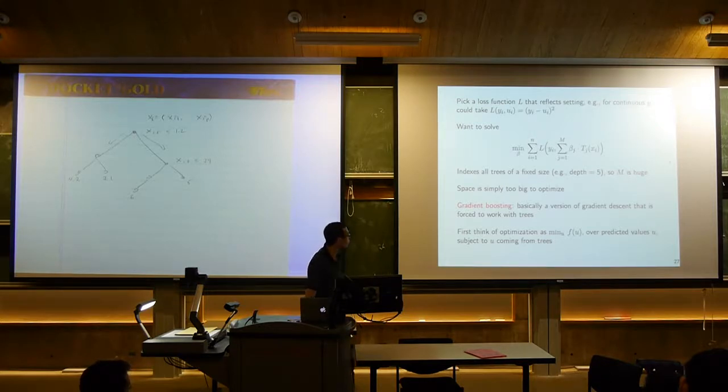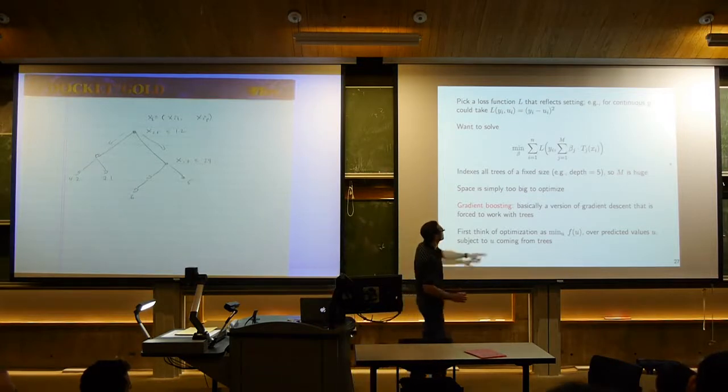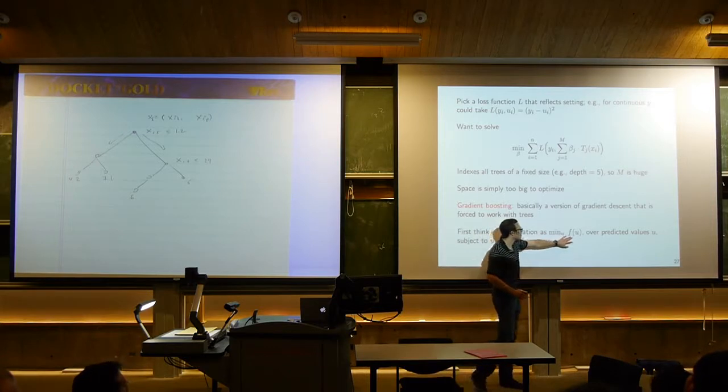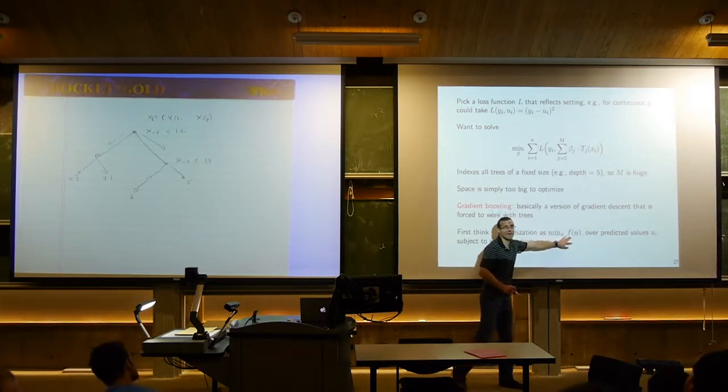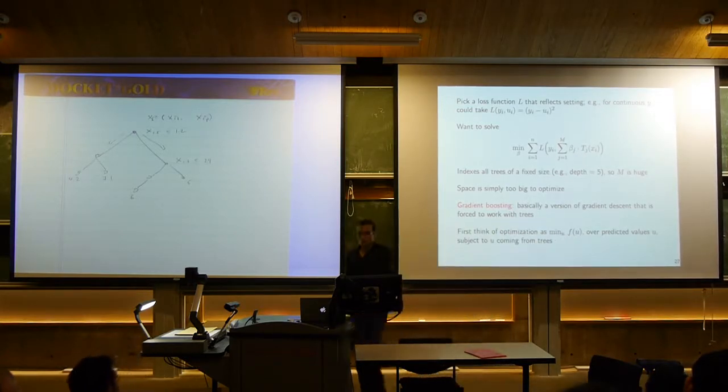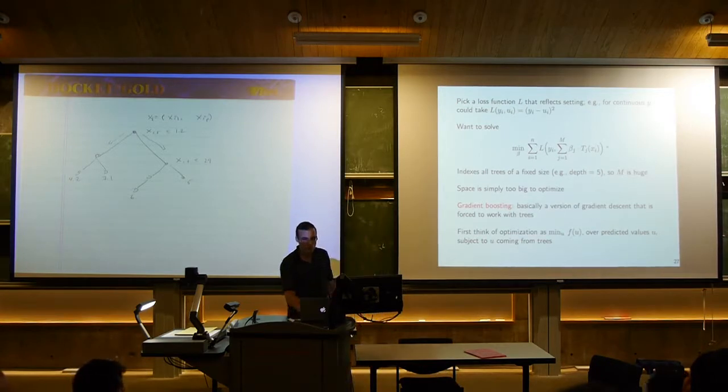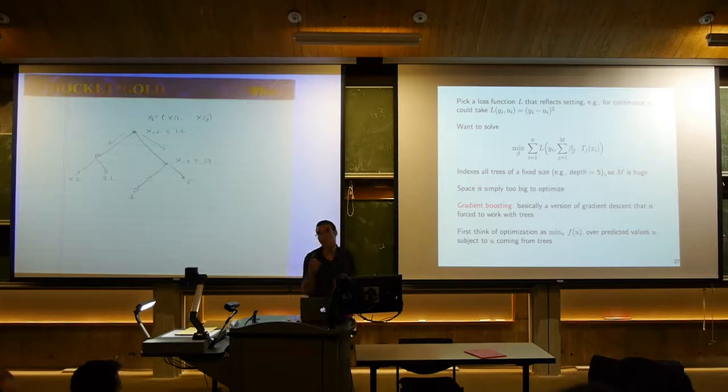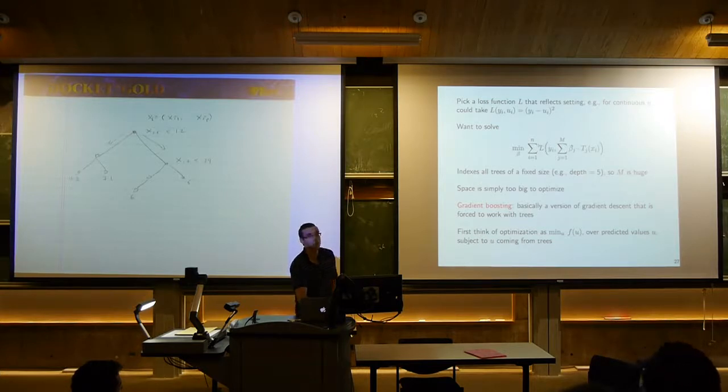So the first thing that we do is think of my optimization, instead of this form, as minimizing just some loss, some function f over the predicted values. Remember, the predicted values were each just u_i. So I parameterize according to my n predicted values rather than my m coefficients, where m is enormous. M is the space of possible trees. N is the size of my data set, so it could be however large my data set is. But then I have a restriction that u has to come from a sum of trees.